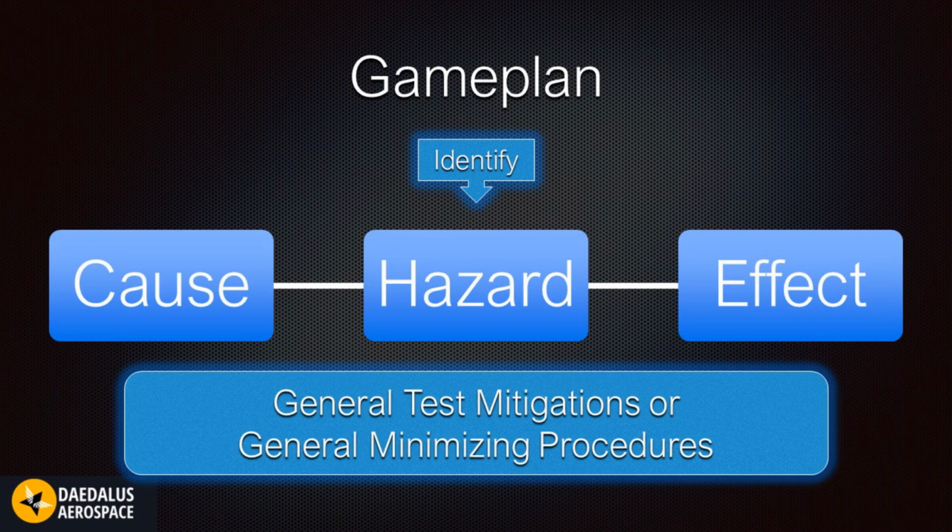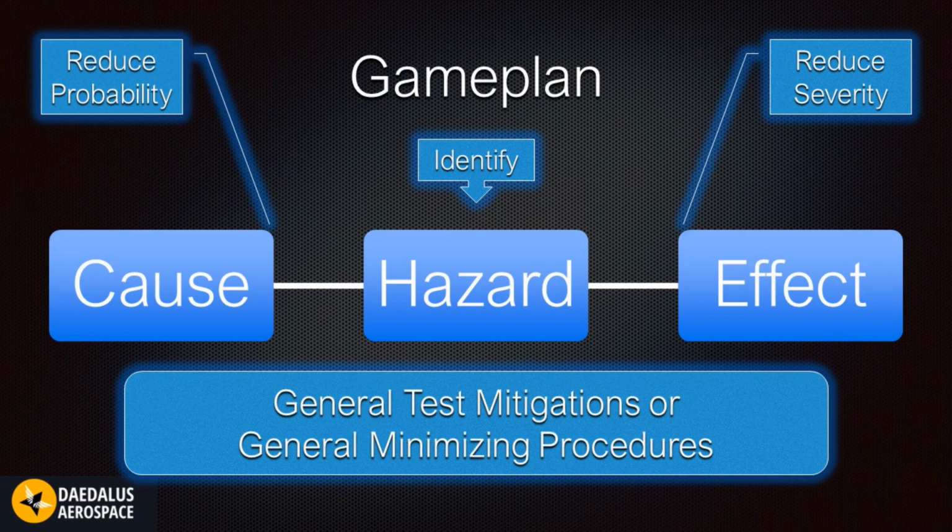We also create underlying test safety processes called general test mitigations or general minimizing procedures. These are not specific to any one test or even a type of test, but are basically the standard operating procedures that a flight test team will document to ensure a standardized approach to test execution. These include things beyond the normal flight manual or Part 91 rules, but are not necessarily tied to a specific test, such as testing will be conducted in day, visual meteorological conditions. So all these pieces of our flight test risk management plan work together as a system.